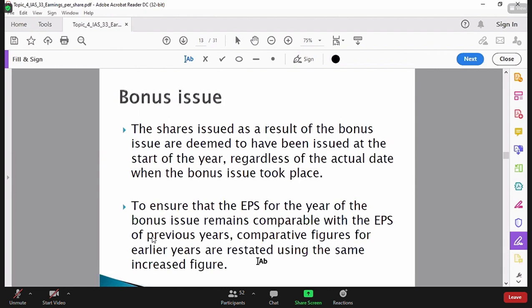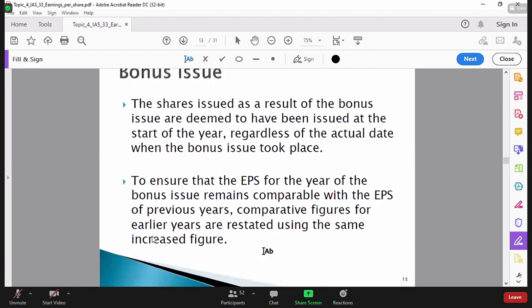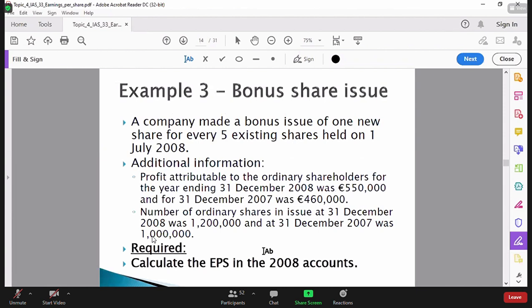Do you understand? So this is, I think, a new calculation for you. So let us look at the calculation here. Okay, do you understand what I'm saying just now? You have to restate. Just now we looked at restating, how we restate it.